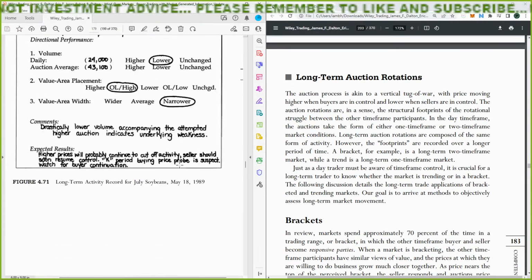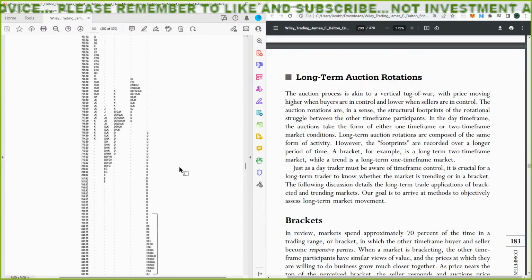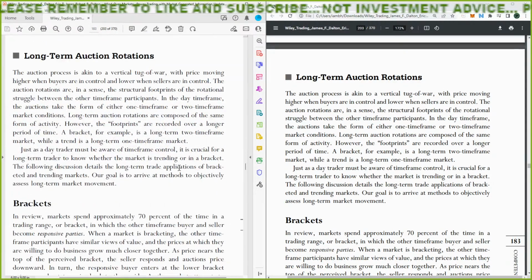I encourage everybody to buy the book, or get the book so they can make their own version.